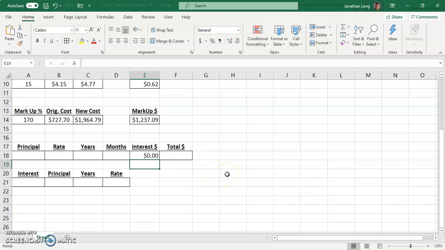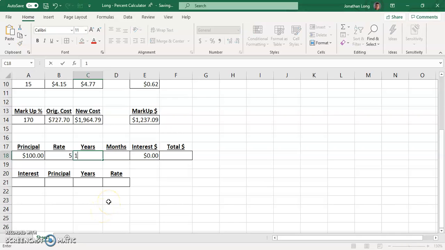Hit enter, and it'll say 0. So let's try a number. Let's say I put $100 in the bank at 5%. I don't need a percent sign, just the number. And I'm going to do that for 1 year.